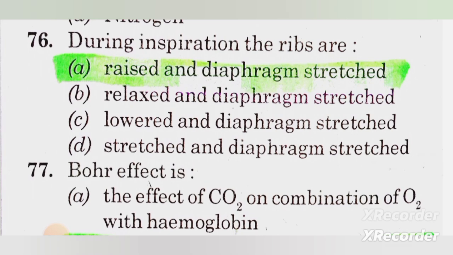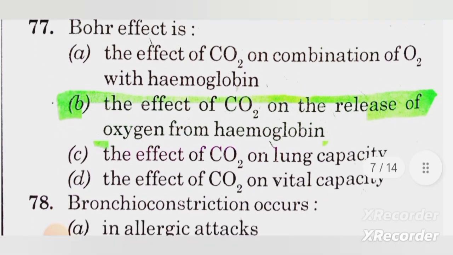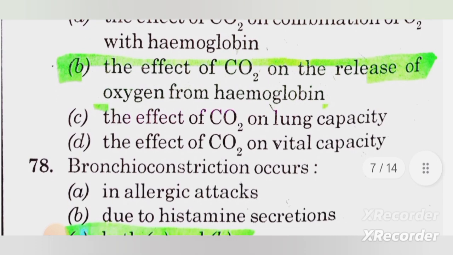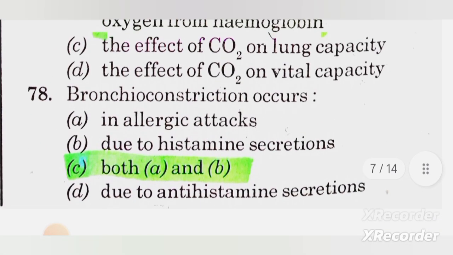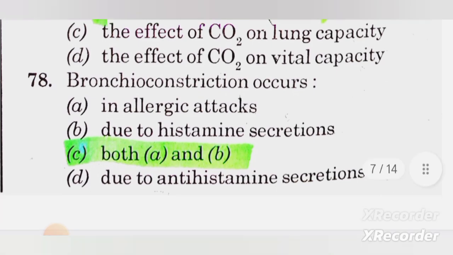Next, 76. During inspiration, the ribs are raised and diaphragm stretched. Next, 77. Bohr effect is, answer B, the effect of carbon dioxide on the release of oxygen from hemoglobin. Next, 78. Bronchoconstriction occurs, answer C, both A and B, in allergic attacks, due to histamine secretion.